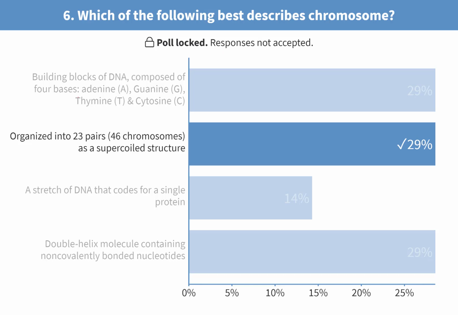Nucleotide is the building block of DNA, and I mentioned that a nucleotide has a base as well, so it can be any of the 4 bases. Third one, a stretch of DNA that codes for a single protein. That's called what? Gene. Double helix molecule is DNA itself. So the second option was quite obvious, that you have 46 chromosomes which are present in the form of pairs. So you have 23 pairs.